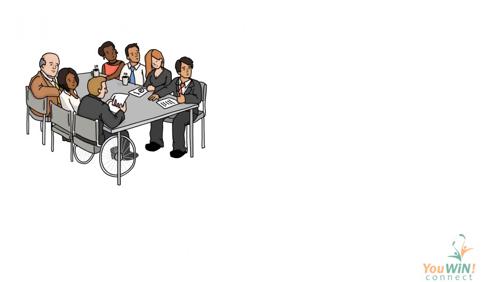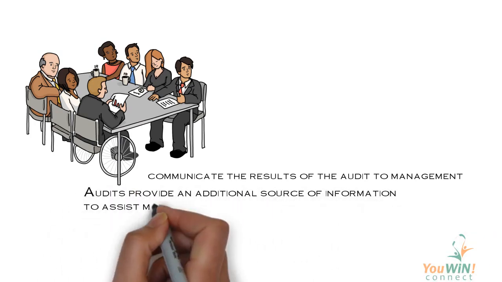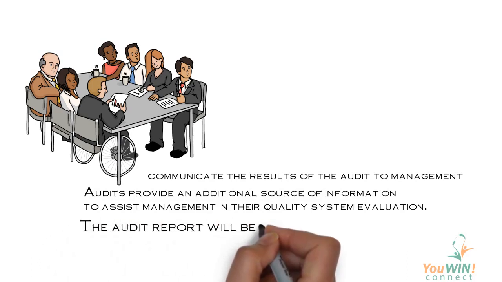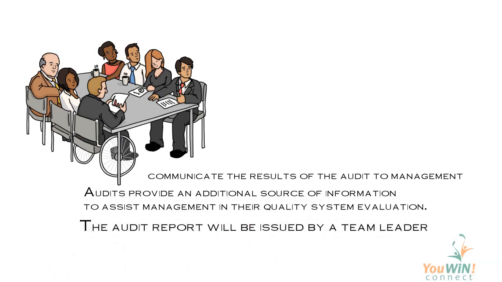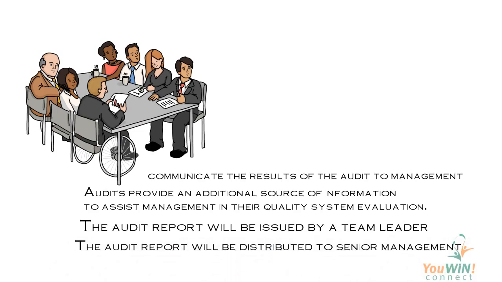The purpose of the quality audit report is to communicate the results of the audit to management. The report should provide correct and clear data that will be effective as management aids in addressing important corrective actions for improvement. The audit report provides an additional source of information to assist management in their quality system evaluations. The audit report will be issued by a team leader. And finally, the audit report will be distributed to senior management at the end of the section being audited.